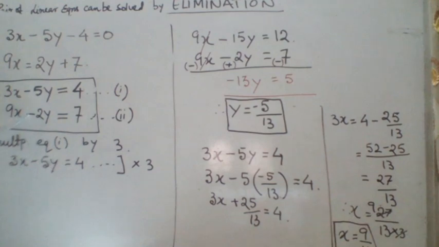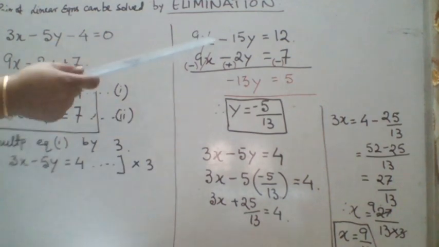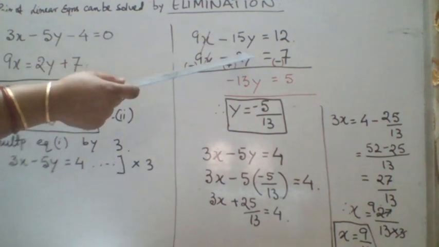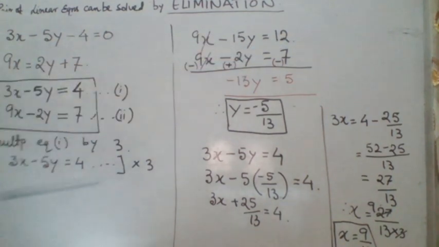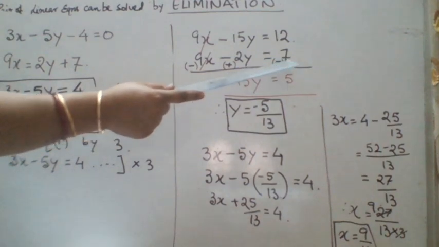Now, in order to make the coefficient of one of the variables the same, what we do here, we find that coefficient of x is 3 and here coefficient of x is 9. 9 comes in the table of 3, so what we do, we multiply our equation number 1 by 3. If we do that, you get this equation as 9x minus 15y equal to 12. 4 into 3 is 12. And the other equation, that is 9x minus 2y equal to 7.